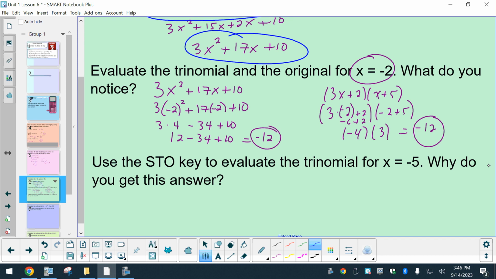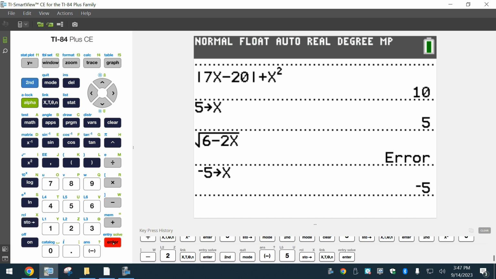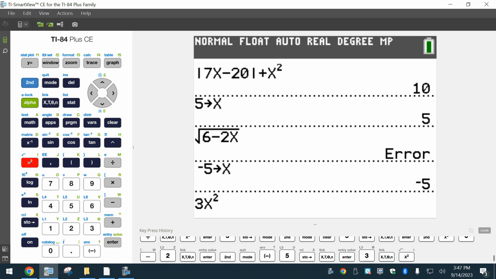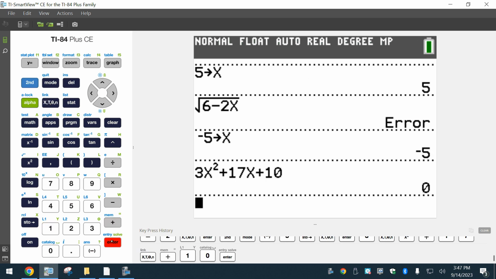So the last part says to you, all right, let's use the store feature. Okay, now let's evaluate the trinomial for negative 5. Okay, and let's see what happens. So we're going to take our trinomial, right? I'm going to go to the calculator. We want to store negative 5, store it in for your x. Okay, and now we want to type in that trinomial, 3x squared plus your 17x plus 10, and let's see what we get.